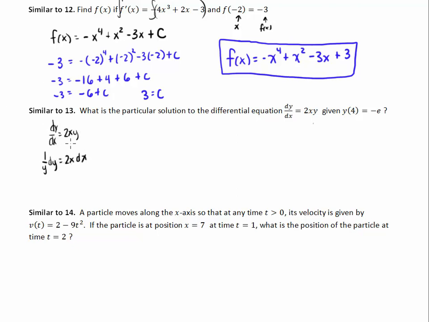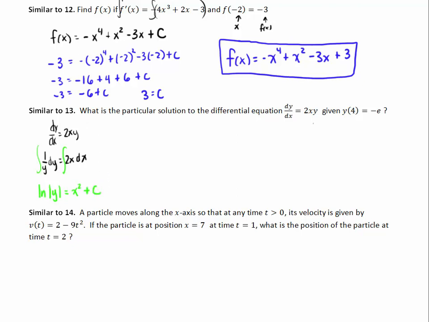Then what we want to do is integrate both sides. This side with respect to y, this side with respect to x. The antiderivative of 1 over y is the natural log of the absolute value of y plus c, but we'll save it for the right side. Antiderivative of 2x is x squared plus c.